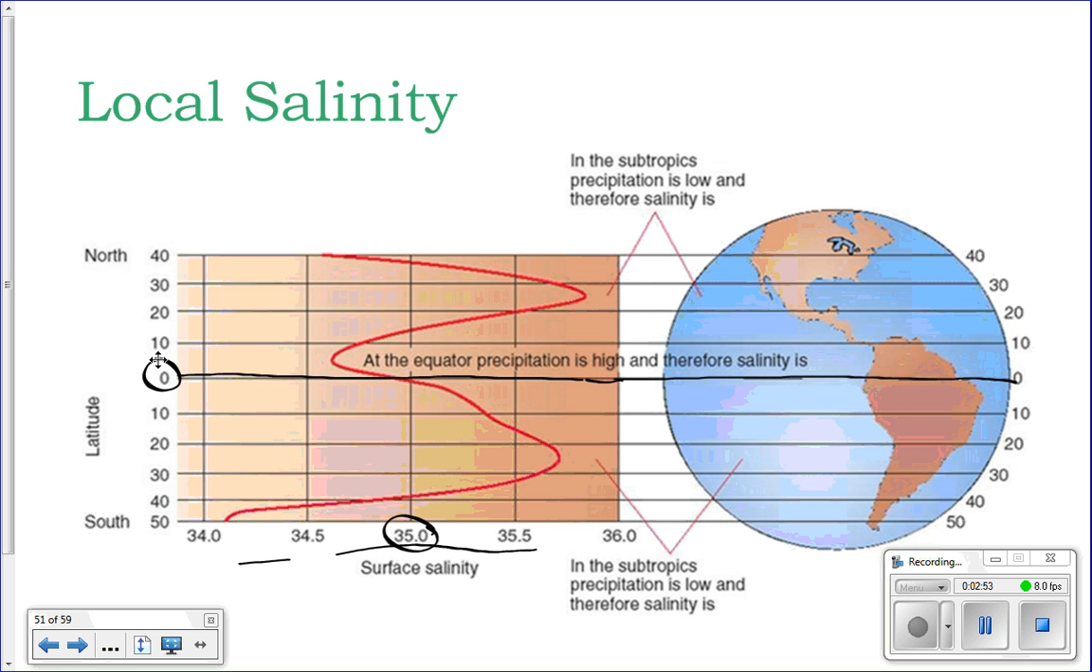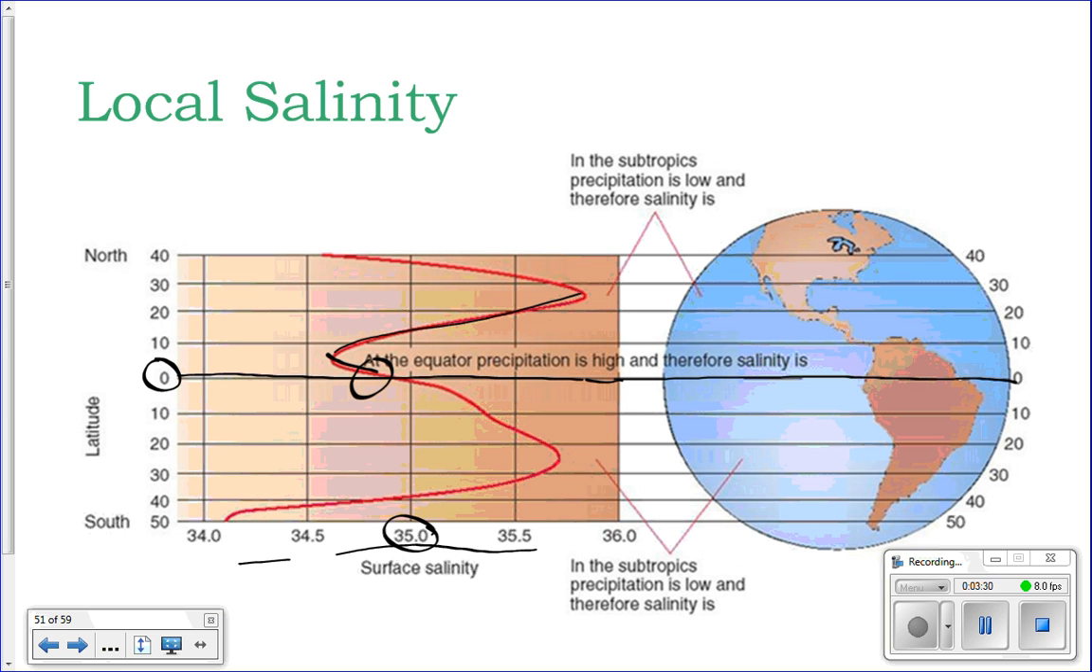So at the equator, at 0 degrees, you actually have a lot of precipitation. And so the salinity of the surface waters in the ocean at the equator is actually slightly less than the 35 parts per thousand. And as you move up closer to 10 degrees, the salinity decreases even more, almost down to 34.5 parts per thousand. As you move even higher, you'll see the salinity will again increase and actually become more than the average, 35 parts per thousand.